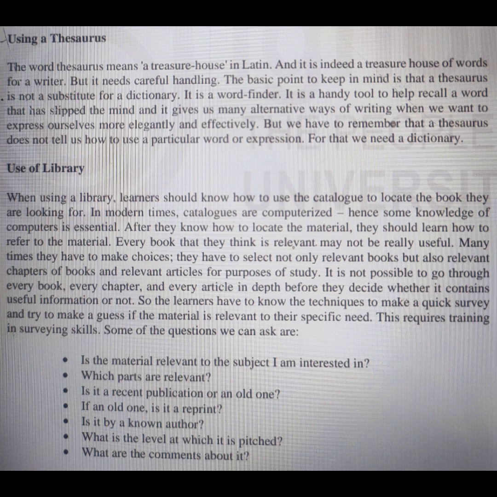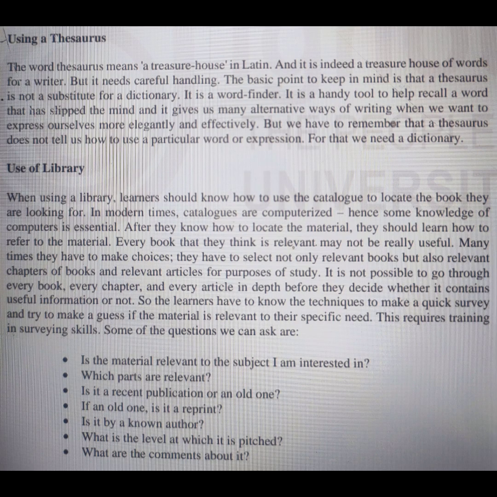But we have to remember that a thesaurus does not tell us how to use a particular word or expression. For that we need a dictionary. Use of library. When using a library, learners should know how to use the catalog to locate the book they are looking for. In modern times, catalogs are computerized, hence some knowledge of computers is essential.